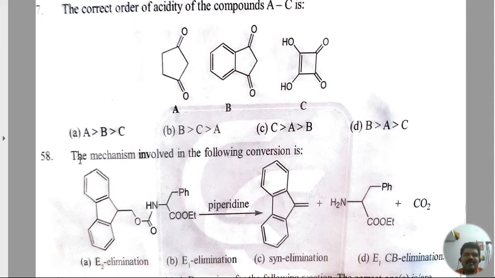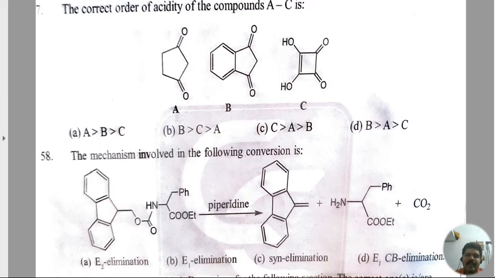Now look at next question. The mechanism involved in the following conversion is. Look at what is happening here. Here you are given a compound, something like that, and there is given a base as well. Piperidine is a weak base. So what is happening here in the reaction is that this bond is getting cleaved here, right? And here you have got a double bond present here. So this is also going to leave here.